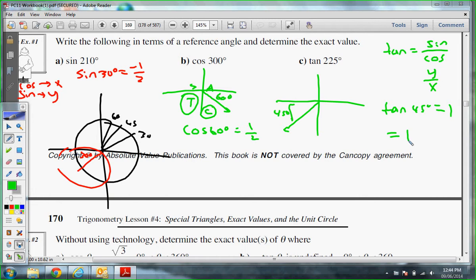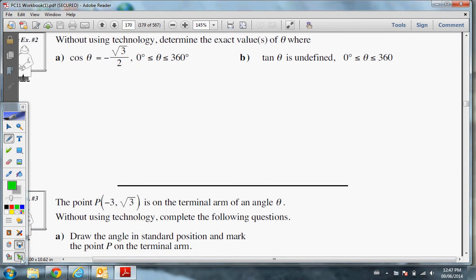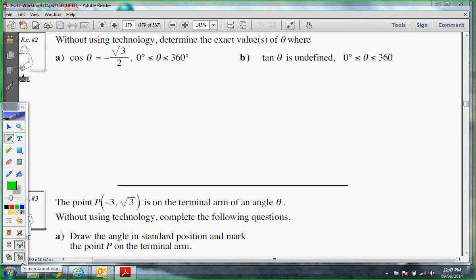All right, a couple more examples here, and then we'll get into the actual construction of the unit circle. Example 2. Without using technology, determine the exact values of theta where cosine theta is negative root 3 over 2. Cosine is negative in quadrants 2 and 3. The other two, it's positive. That makes sense because cosine goes with x. All x values over here are positive, all x values over here are negative. That's why it's negative over here.